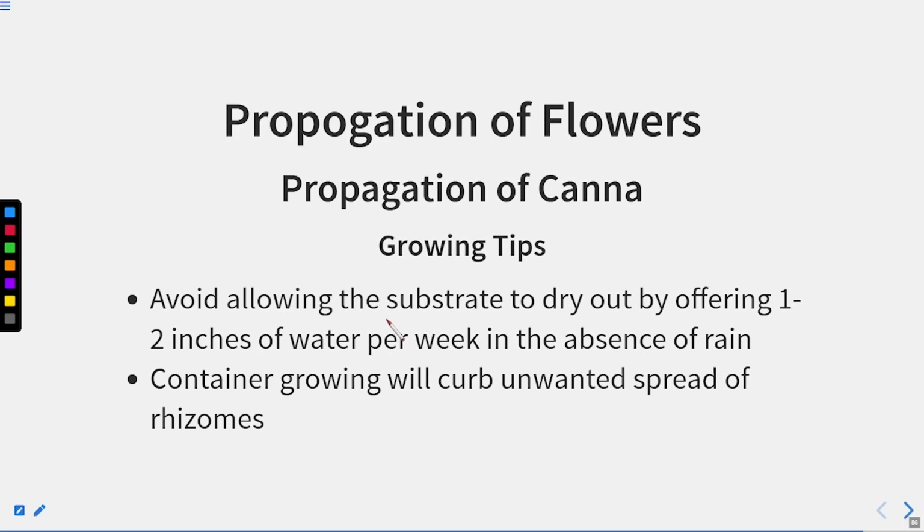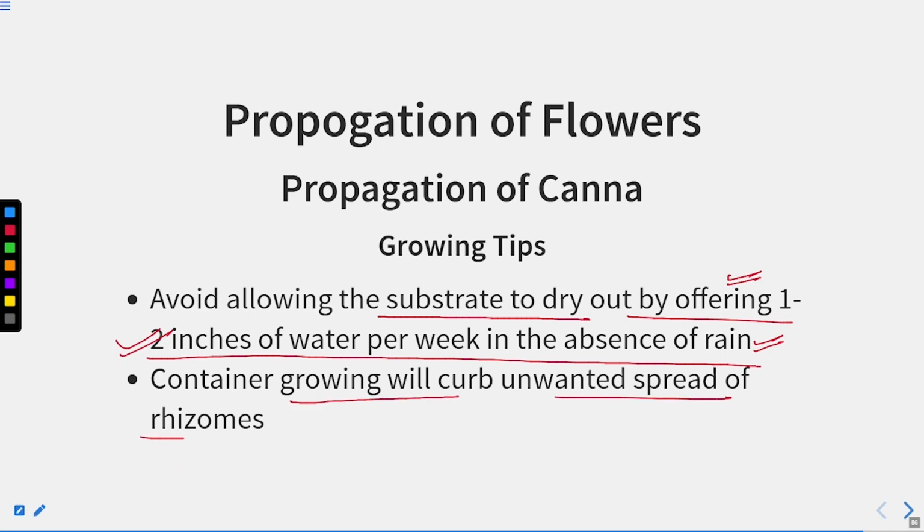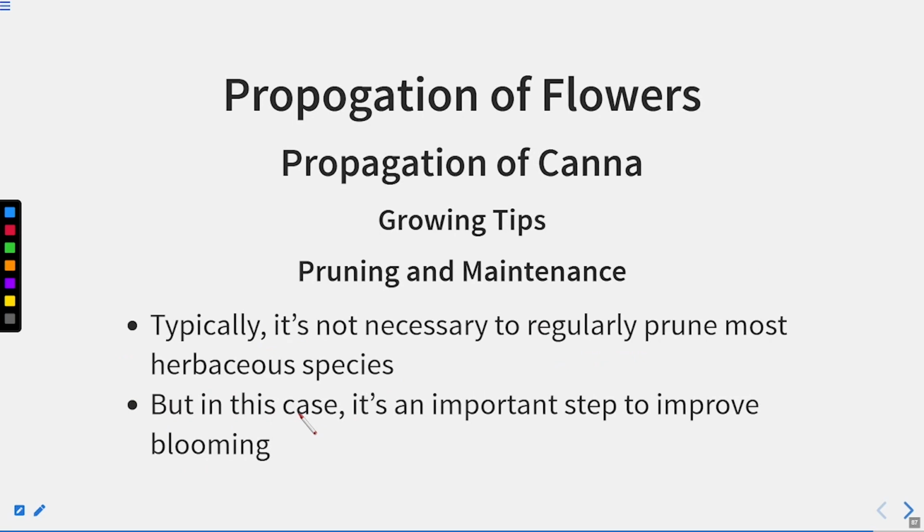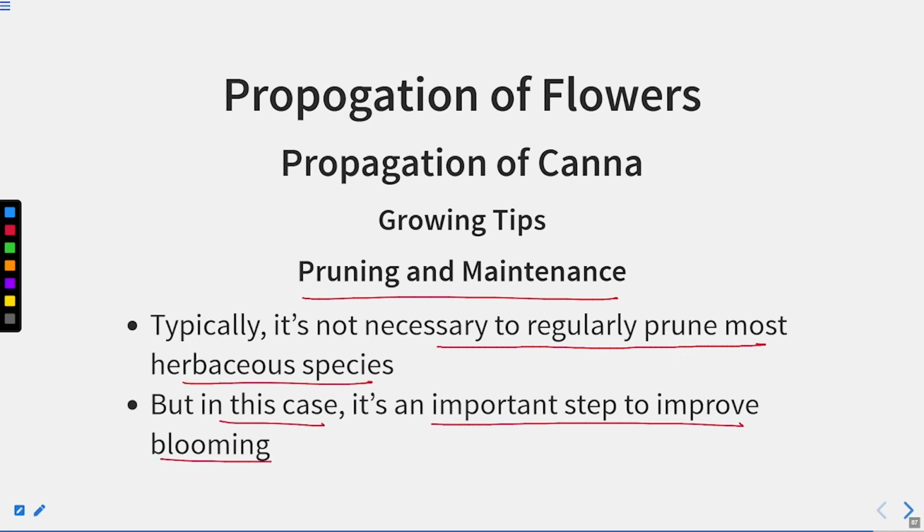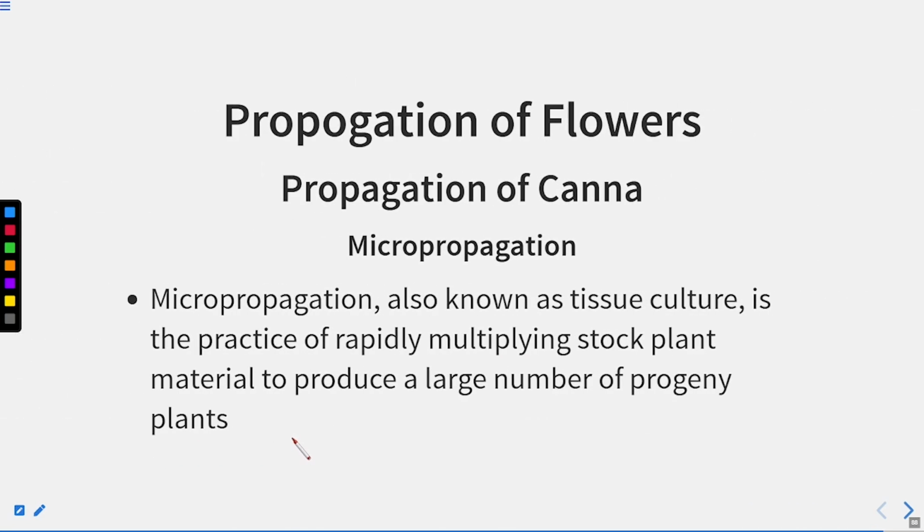Avoid allowing the substrate to dry out by offering 1 to 2 inches of water per week in the absence of rain. So if there is no rain, then we must apply water, up to 1 to 2 inches per week. Container growing will curb unwanted spread of the rhizome. Pruning and maintenance: typically, it's not necessary to regularly prune most herbaceous species, but in this case, it is an important step to improve the blooming. So, to improve blooming, we can prune this plant.